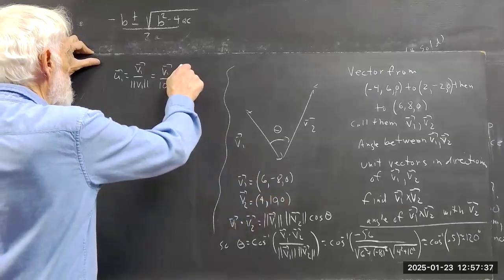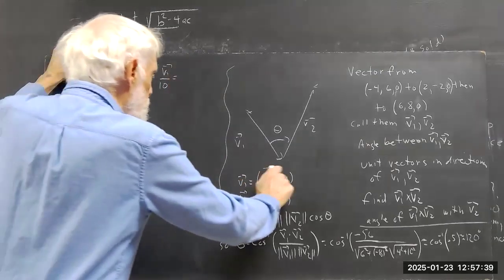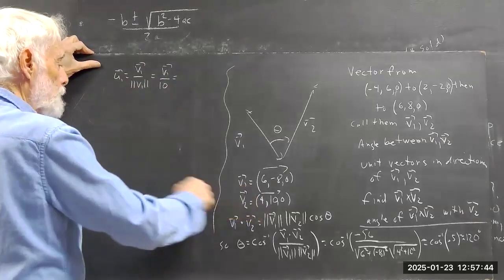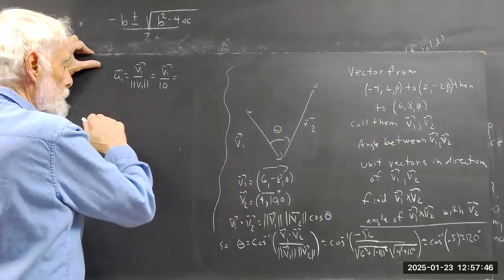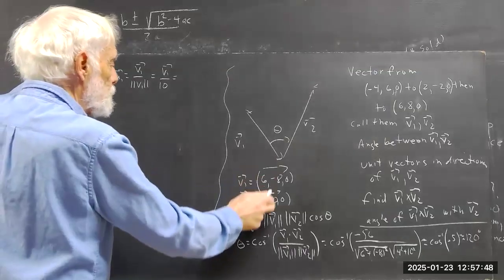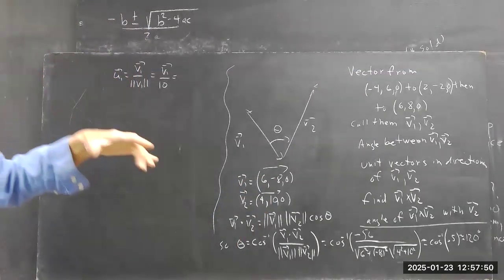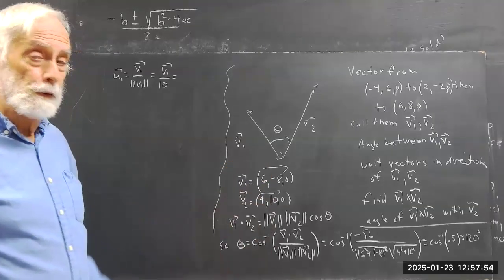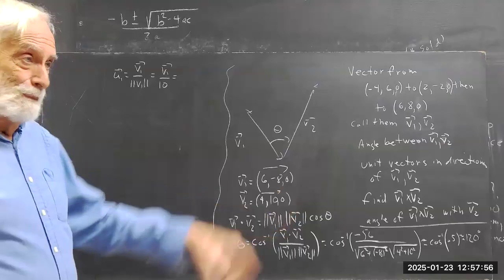V1 is... I need to put an arrow if I'm going to use this notation. It's compact, so I'm using it. I can't use this notation in anything on a word processor because I can't put an arrow over things. There's a way, but I'm not going to mess with it.